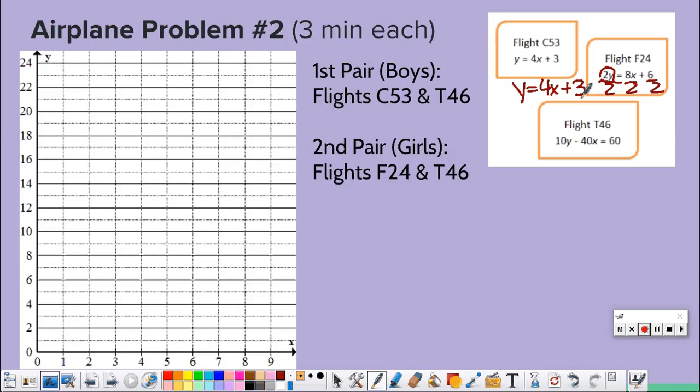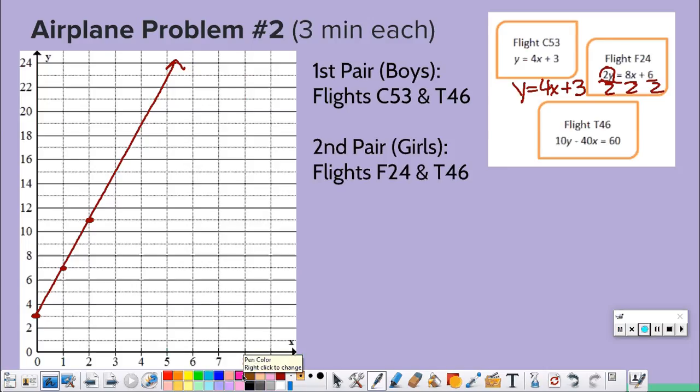All right, so let's graph y equals 4x plus 3. Where do I start? Graph 3 on the y-axis, because it's the y-intercept. And the 4 tells me to do what? Go up 4 over 1. 1, 2, 3, 4 over 1. 1, 2, 3, 4 over 1. Okay, so this is flight F24. Good job.